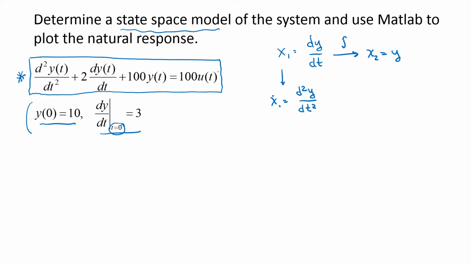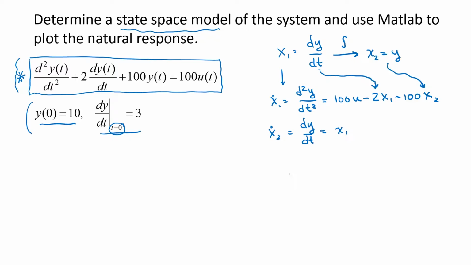If I solve this original equation for d squared y by dt squared, I get 100u minus 2 dy dt, which is just x1, minus 100 times y, which is just x2. Now the equation for x2 dot is just the derivative of y, which is just equal to x1.